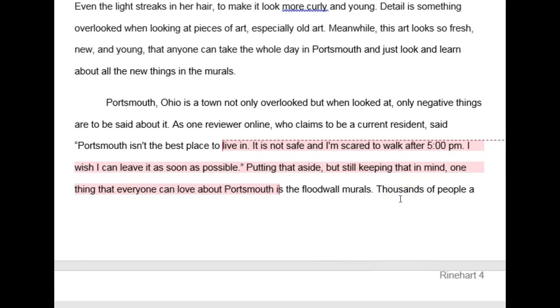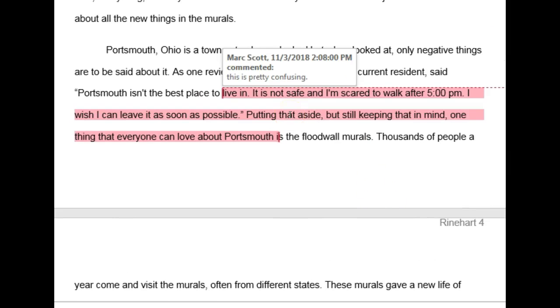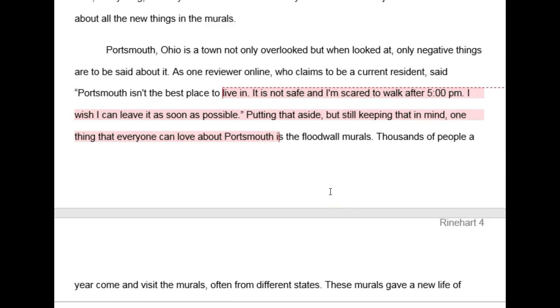I think the final body, is this the final body paragraph? No, it's the conclusion. I think using this source, I don't think that works. It was really confusing, and it felt like you were like, oh yeah, I need to put in a source. And so I got something here about Portsmouth, and that's not going to work.